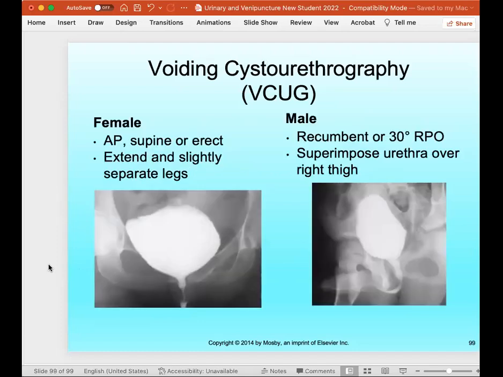For the voiding cystourethrogram, same thing, you guys, okay? AP for females with the legs extended, separated, and for the male, we're going to oblique 30 degrees. We're going to do a 30-degree RPO to superimpose the urethra over the right thigh. Okay, we want to watch our patients void in this position.